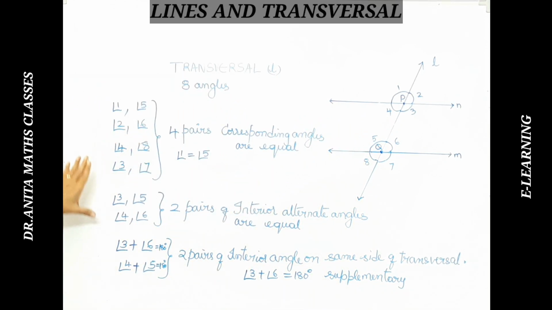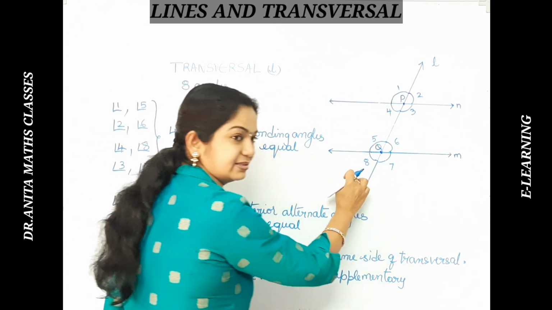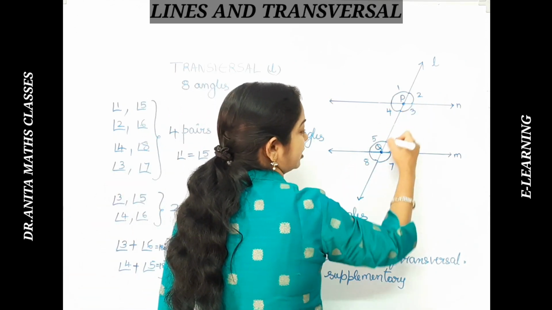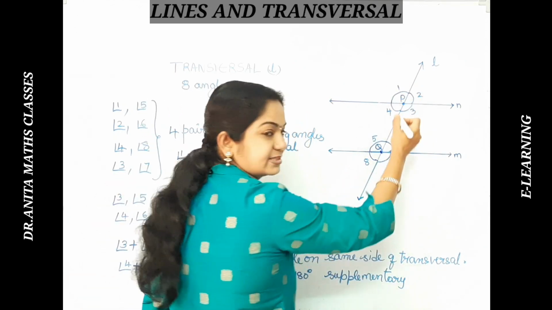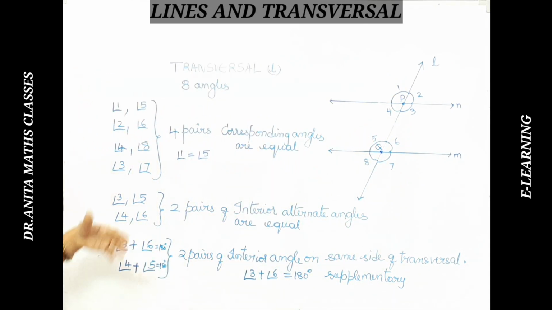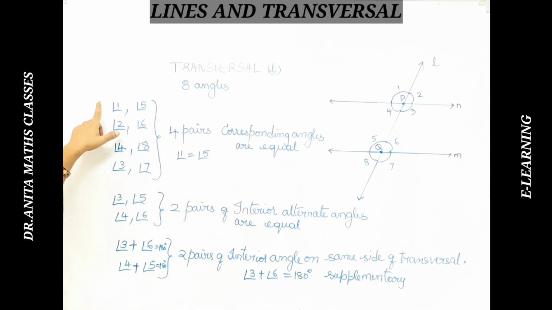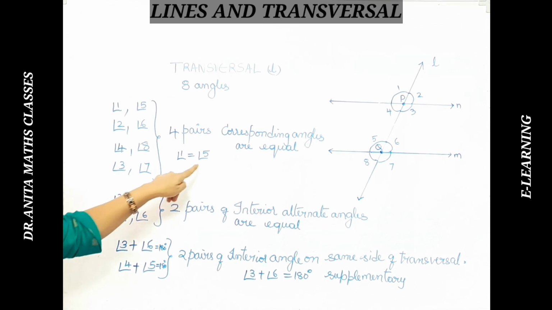So these three are the axioms when a transversal meets a pair of parallel lines at two distinct points making 8 angles. These are the types of angles, and the axiom involved is that corresponding angles are always equal. That means angle 1 is equal to angle 5, angle 2 is equal to angle 6, angle 4 equal to angle 8, and angle 3 equal to angle 7, according to the axiom.